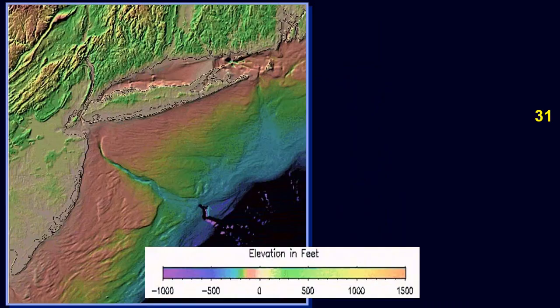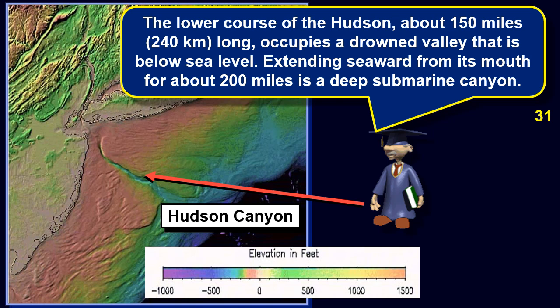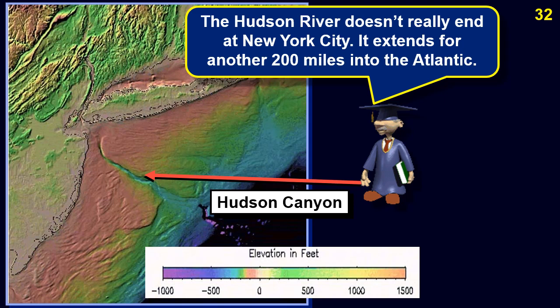The lower course of the Hudson, about 150 miles, 240 kilometers long, occupies a drowned valley that is below sea level. Extending seaward from its mouth for about 200 miles is a deep submarine canyon. So, the Hudson River doesn't really end at New York City. It extends for another 200 miles into the Atlantic.